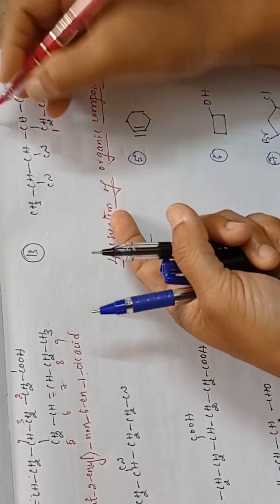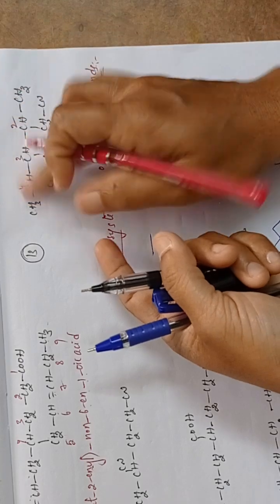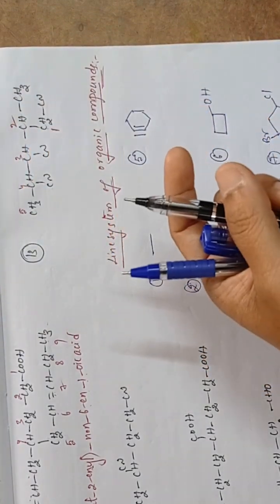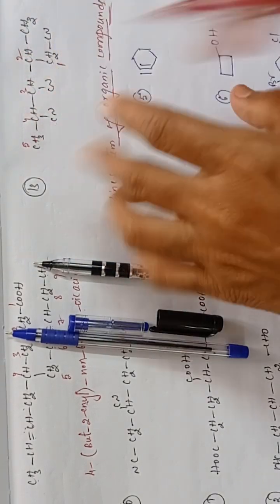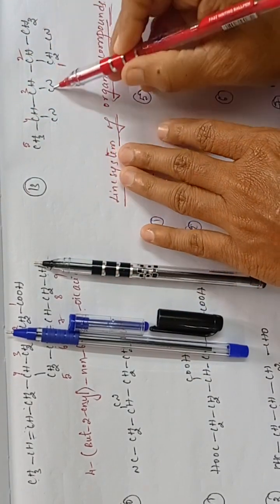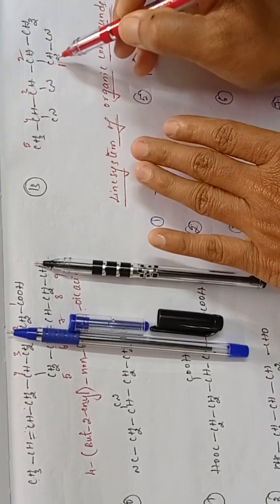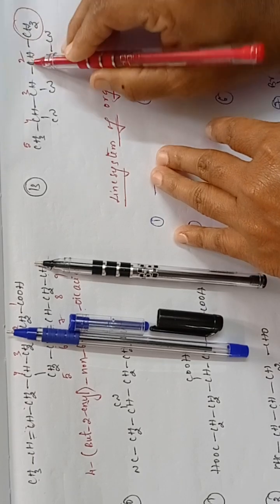1, 2, 3, 4, 5. Total 5 carbon atoms are there. Understanding, students? See here, total 5 carbon atoms are there: 1, 2, 3, 4, 5. So these carbon atoms should not be included in the parent chain, students. Total 5 carbons. And here a methyl group side chain is there. It is attached to the second carbon.